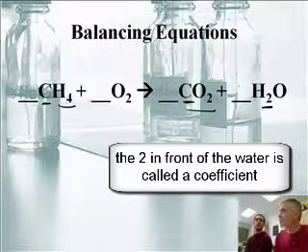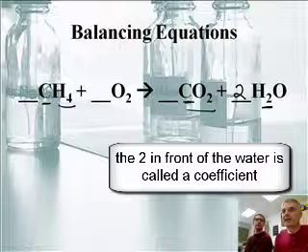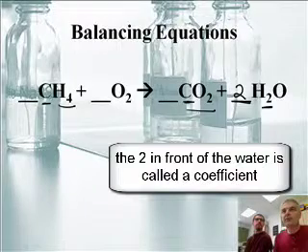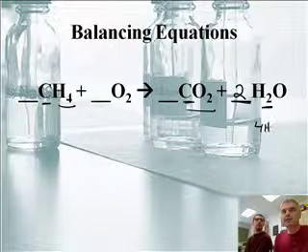So I'm going to change the coefficient. Put a 2 in front. I got this little line here to help us know where to put it. And that gives me a total of 4 hydrogens on this side, the 2 times the 2. And my carbons were good. Now let's do the oxygens.